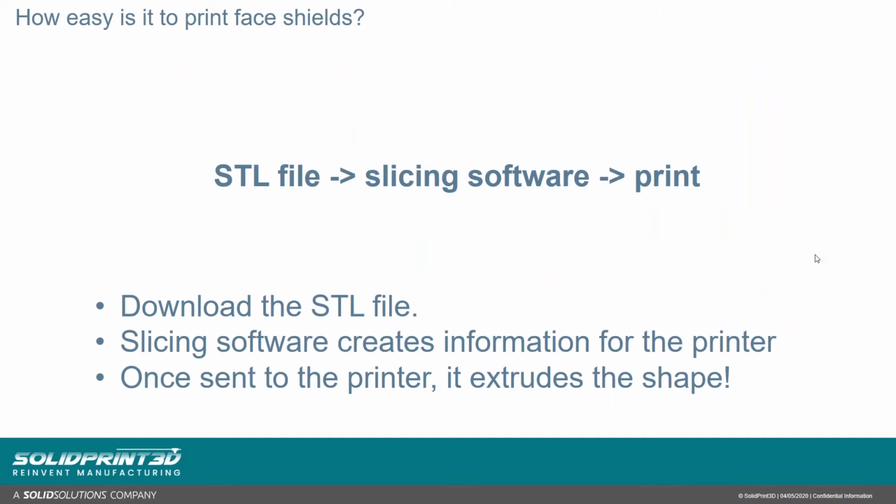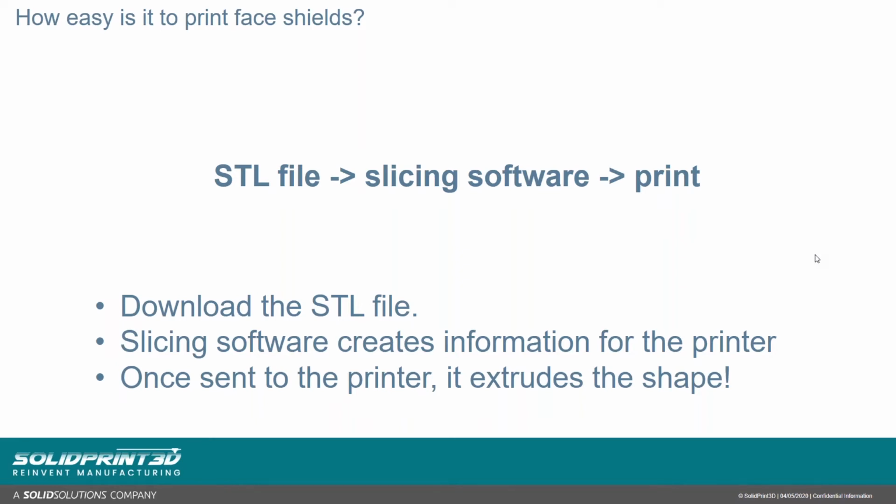Again, let's think about that process I discussed at the start of this. You take your STL file, you put that STL file into a slicing software, and then you print it. The STL file can be downloaded, and if you would like to get hold of this file itself, please do let us know in the comments, and we can answer your questions and give you a link to where you can download it from.